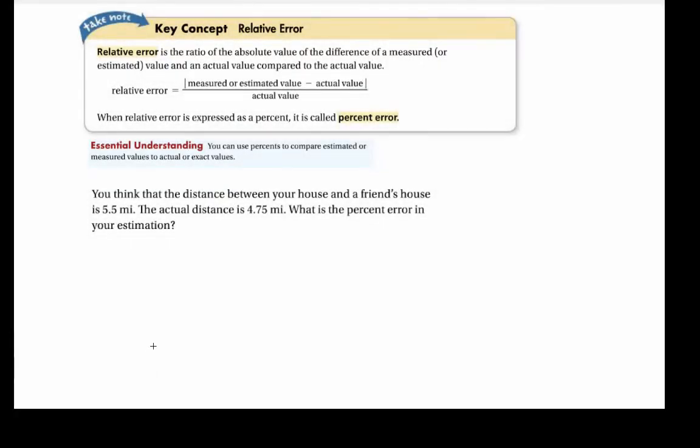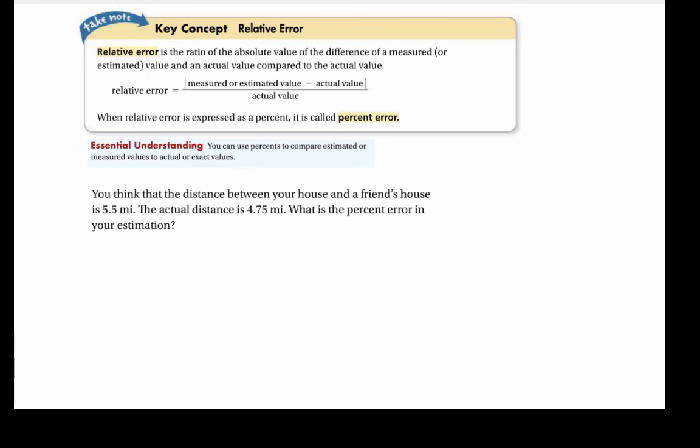So here's how we use this. You think that the distance between your house and a friend's house is 5.5 miles. The actual distance is 4.75 miles. What is the percent error in your estimation? Now this is a pretty harmless example, but percent error has lots of applications in the real world, in business and manufacturing. A lot of times you're working under certain restrictions or constraints on how big an item can be or how much it can weigh when you're making it and packaging it. The things you produce have to fall within certain limitations, so relative error gives you a context for how that works.